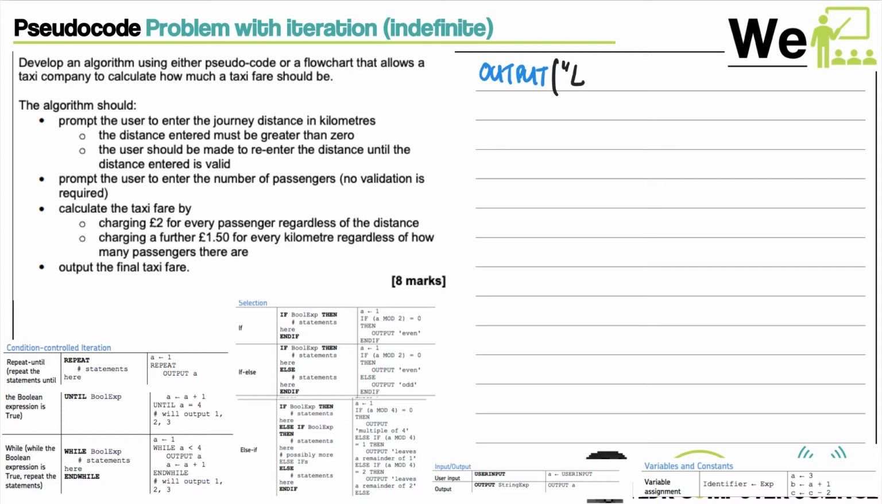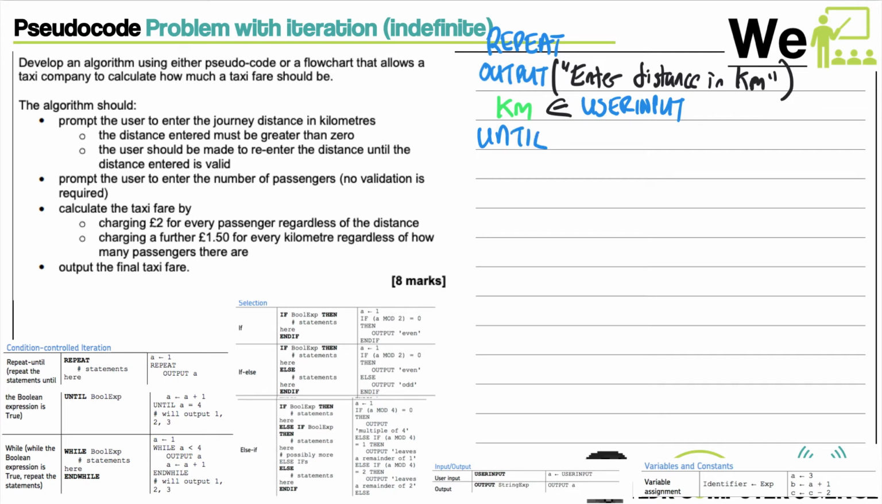enter distance in kilometers. Now, I probably should have read on a bit more because it says that it has to be greater than 0 and the user should be made to re-enter until the distance is valid. So you don't know how many times they're going to get it right or wrong. So it's going to be indefinite again. So at the top, I'm going to put repeat. The person's going to enter it, and I'll put down here kilometers as the variable, user input, and I have to keep repeating this until the kilometers is, in this case, positive. So until is greater than 0.